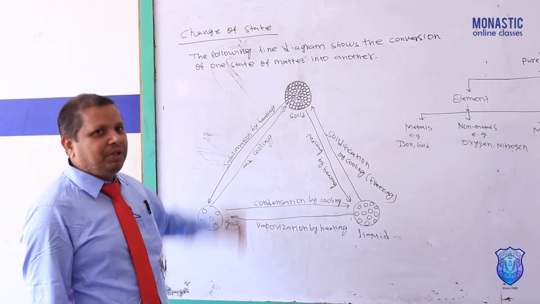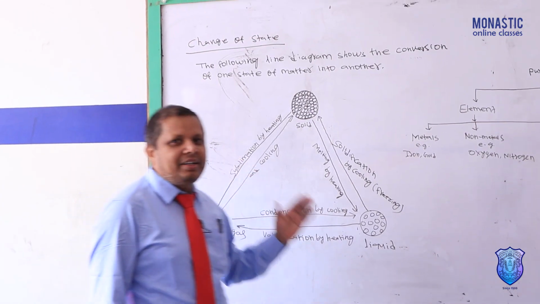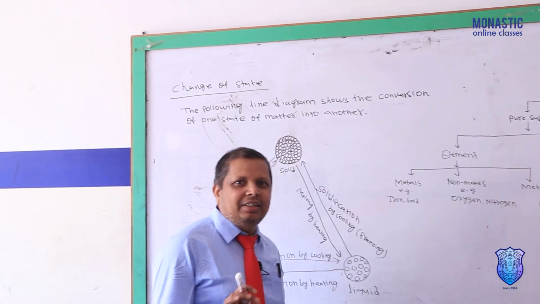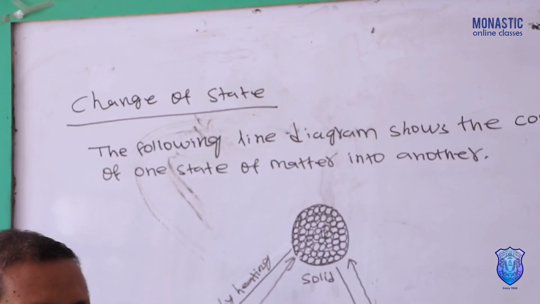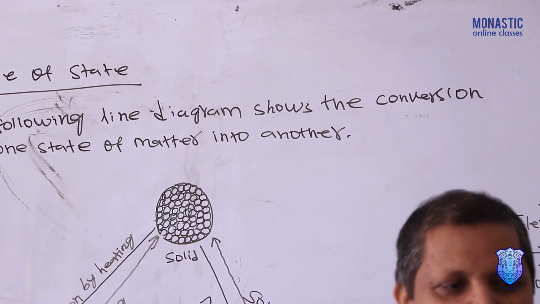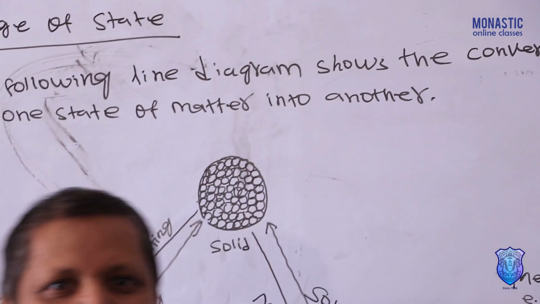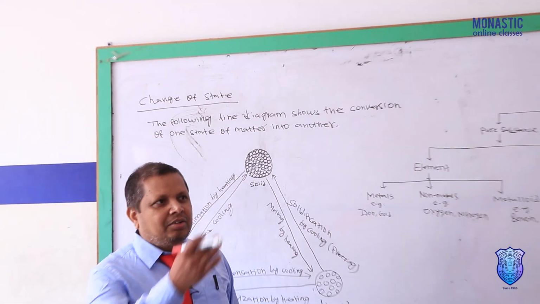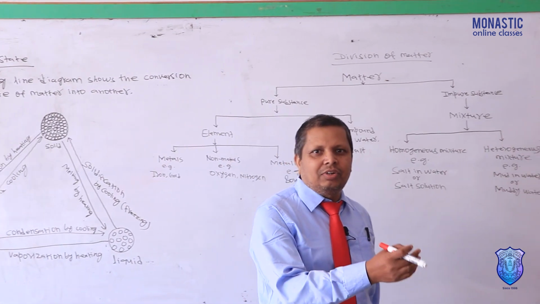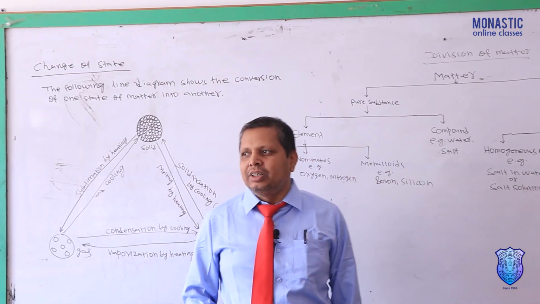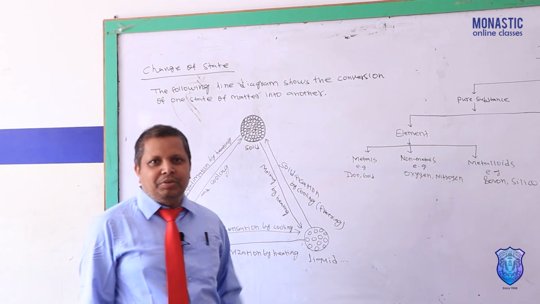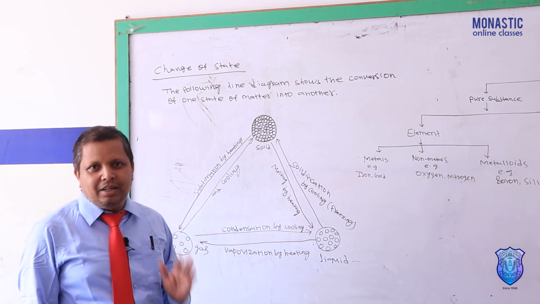Now, change of state. Matter can change from one state to another state on heating and cooling. For example, a solid on heating changes into liquid, liquid on heating changes into gas, and on cooling the gas changes back into liquid, and on cooling the liquid changes back into solid. It means matter can change from one physical state to another physical state on heating and cooling.